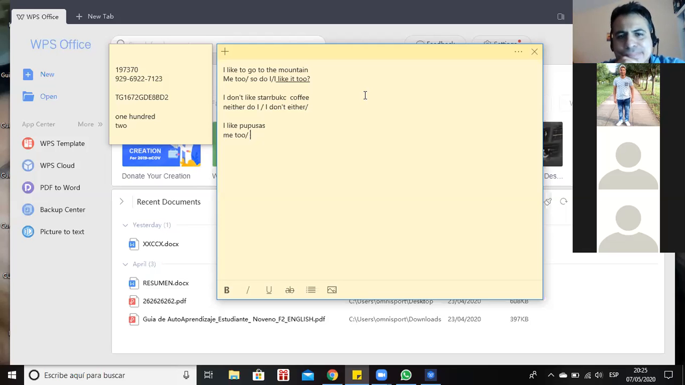Teacher. Y cuando dice pupusa revuelta, ¿cómo se escribiría? Ah, no, eso es salvadoreño. No hay traducción porque esa palabra no existe en el idioma inglés. Pupusa no existe en el idioma inglés. Ahí simplemente tiene que decir pupusa. No puedes ir a un diccionario inglés y buscar la palabra pupusa en inglés. No existe. Es simplemente decir pupusa.